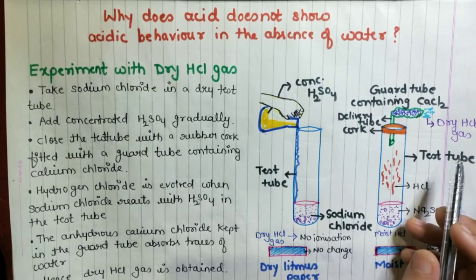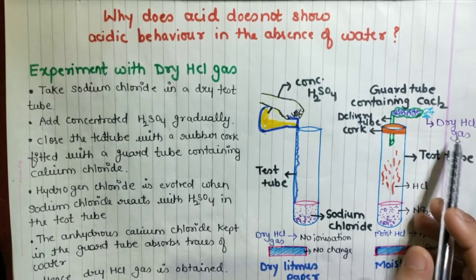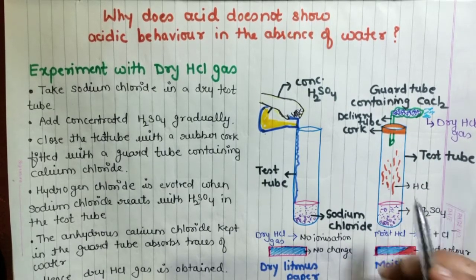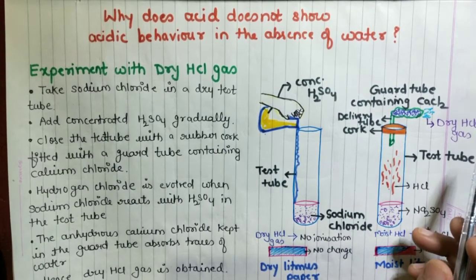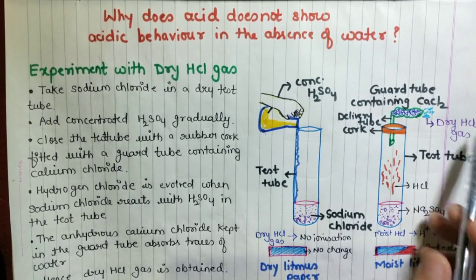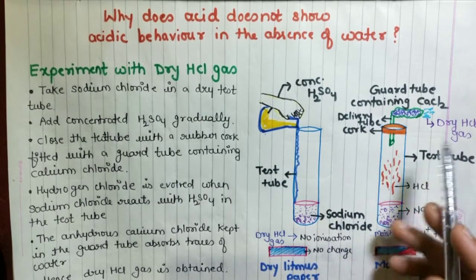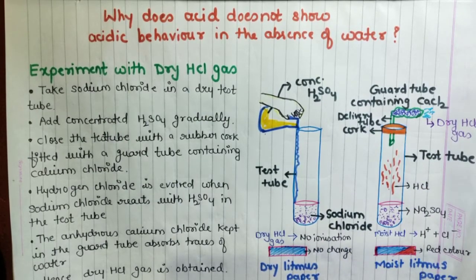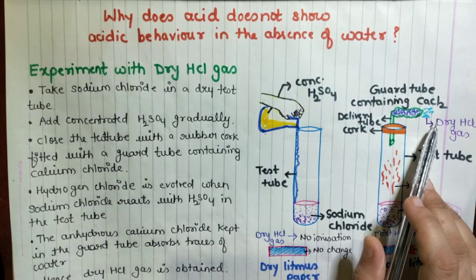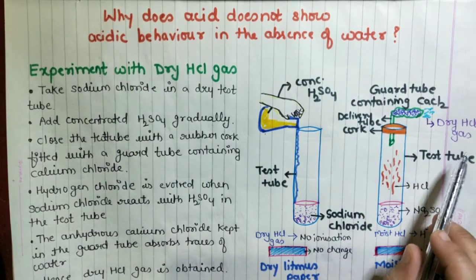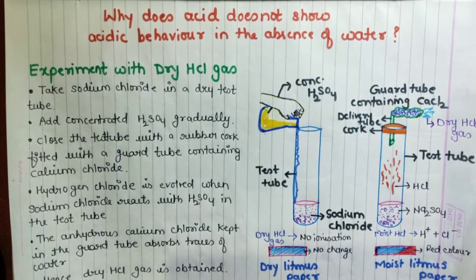Now, we want to check whether this HCl gas is acidic in nature or not, because we all know that HCl is an acid. But to check whether the HCl behaves as an acid in the absence of water or not, let us take an example. Let us take an indicator, that is litmus paper. Suppose we are taking dry blue litmus paper. What will happen if we take this litmus paper towards the mouth of this test tube, where the HCl gas is coming out? You can see that there is no change in the litmus paper. That is, no color change is taking place.